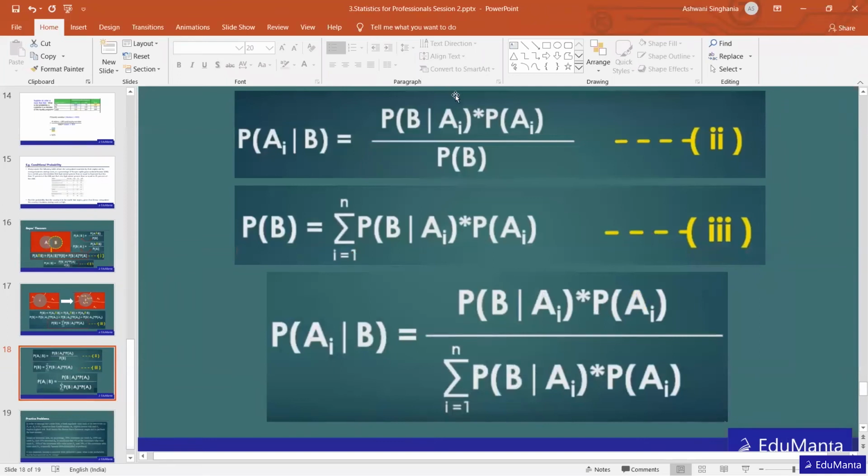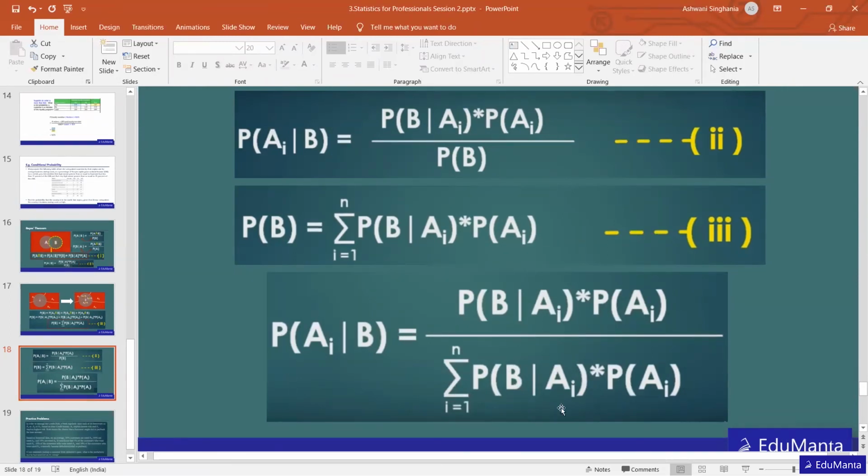we are deriving this, where the entire equation will be this particular one: probability of A1 or AI, whichever A I'm talking about, given that B has occurred. The formula will be probability of B when AI has occurred multiplied by probability of AI, divided by the summation of the probability of B when AI has occurred multiplied by probability of AI. If anybody has difficulty in deriving this, let me know. I will repeat it for you.